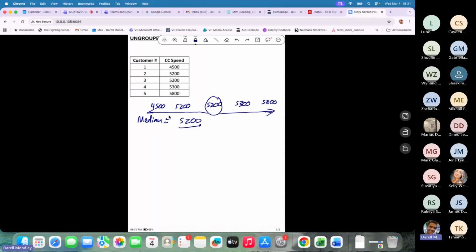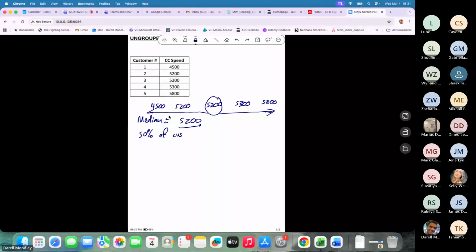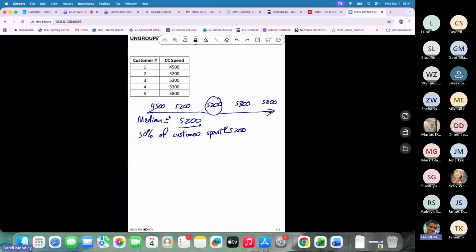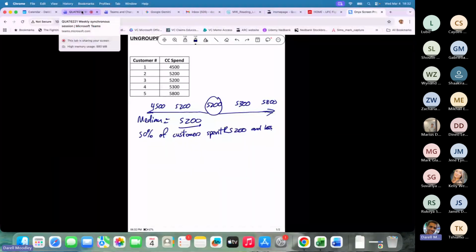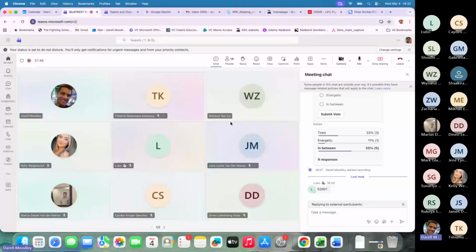So that means 50% of customers spent 5,200, whether it's rands or dollars, doesn't matter, 5,200 and less. Does that make sense? If that's your halfway point, that's how you would interpret it.